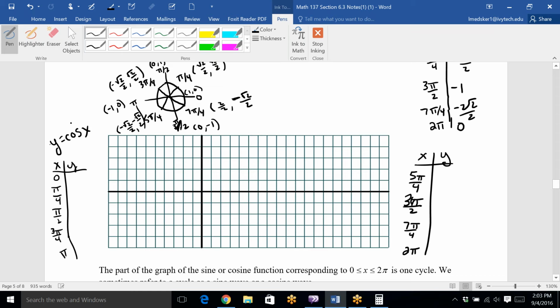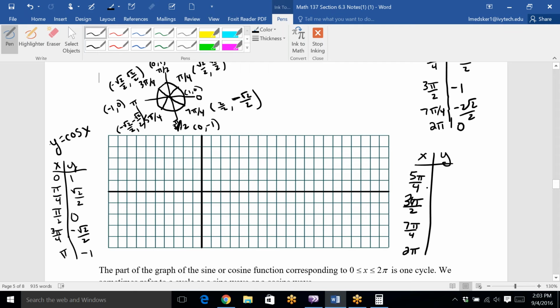Okay, this time we're looking at cosine. Cosine is the x values of all of these ordered pairs. So at 0, the x value is actually 1. At pi over 4, it's square root of 2 over 2. At pi over 2, it's 0. At 3 pi over 4, it's negative square root of 2 over 2. At pi, the x value is -1.